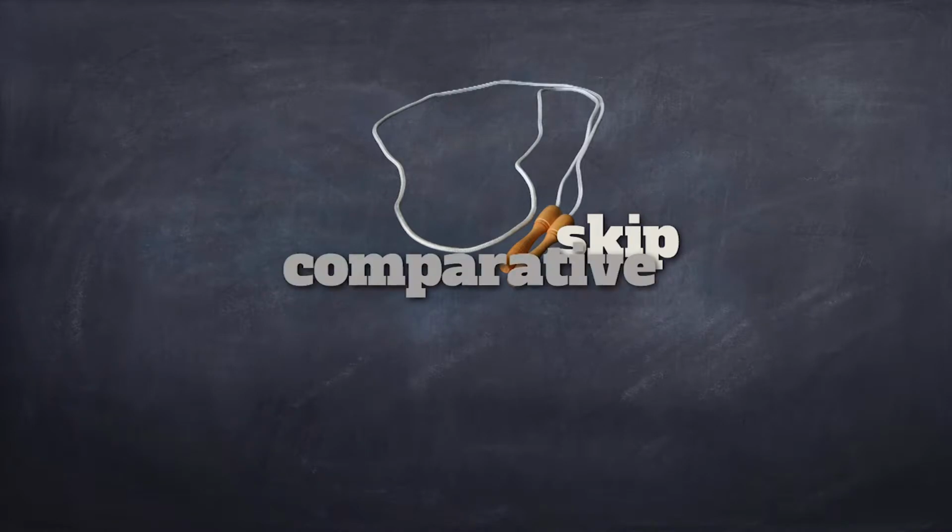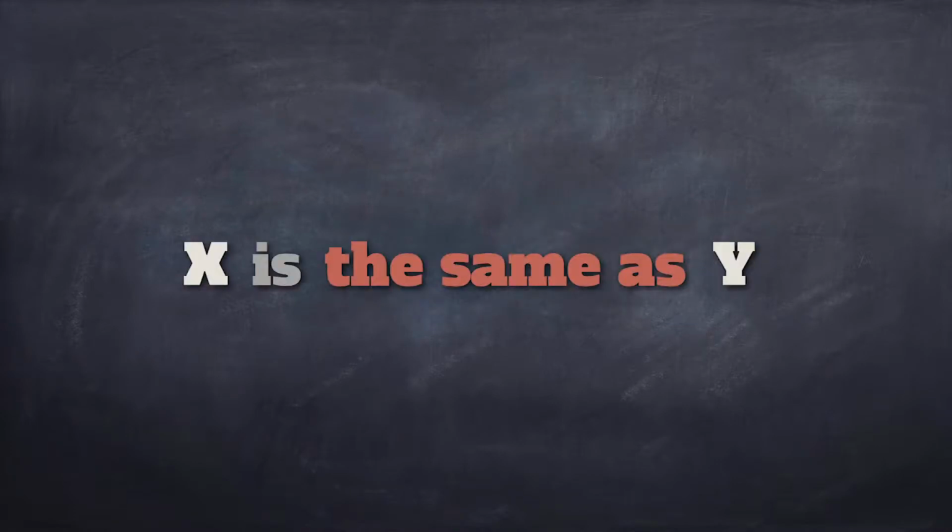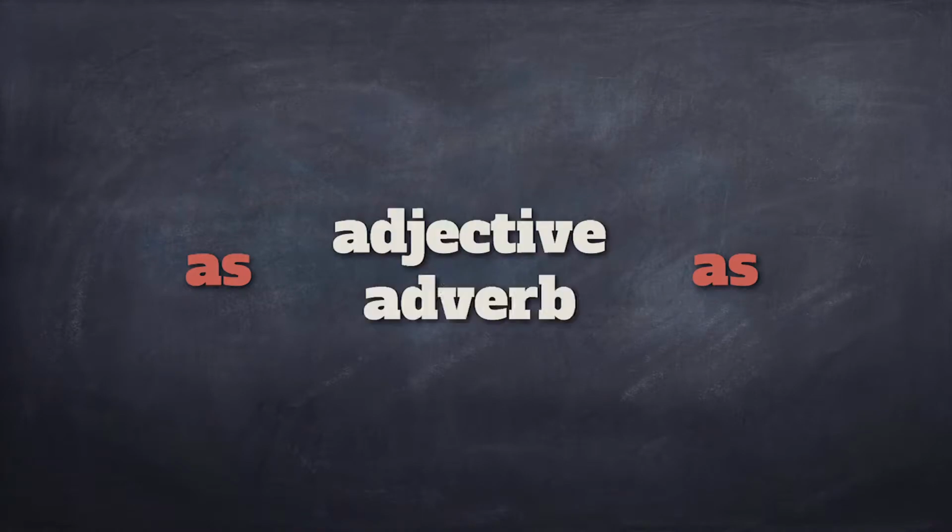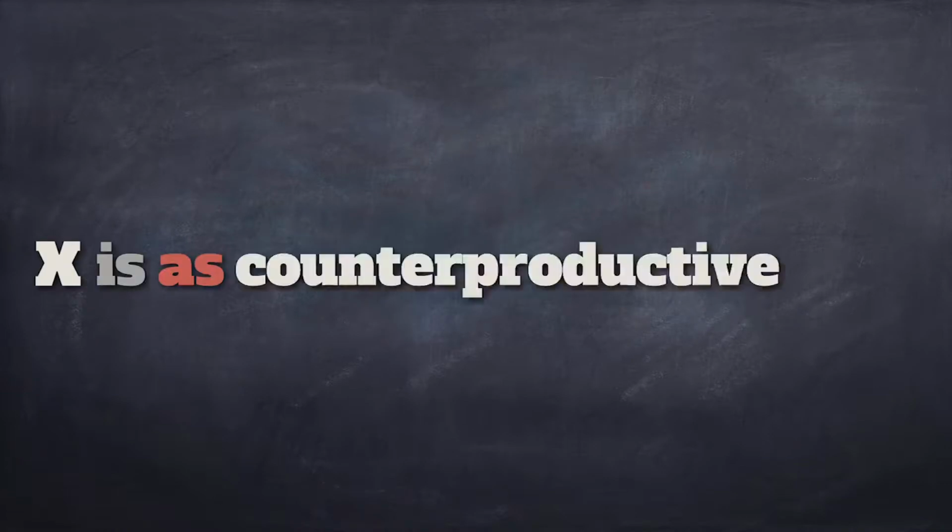Well, one decent option in this case is to skip the whole comparative structure and use the expression the same as. X is the same as Y. And now, a comparative structure that I'm sure you have seen in your English books since the beginning of time. This structure is like an adjective or an adverb sandwiched between as and as. Pretty easy. X is as counterproductive as Y.